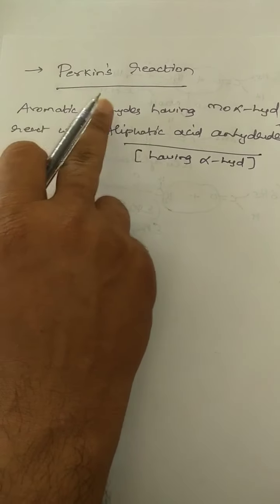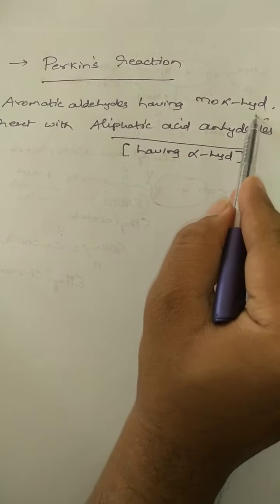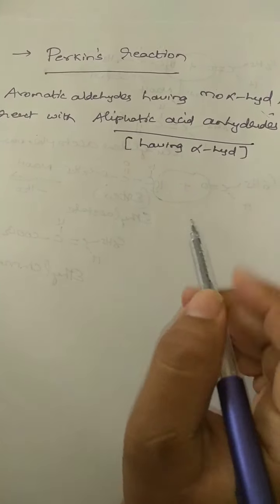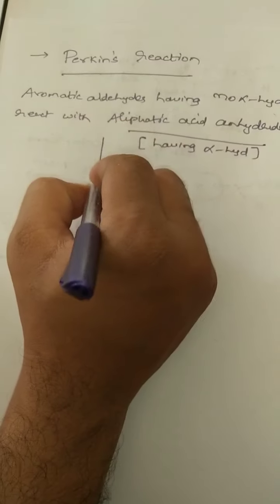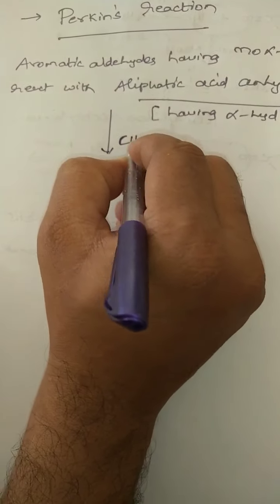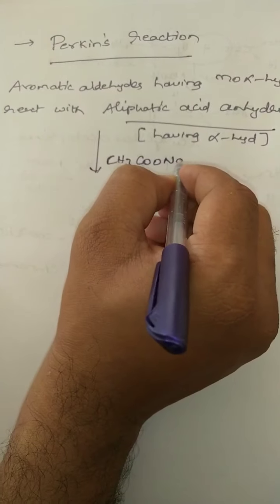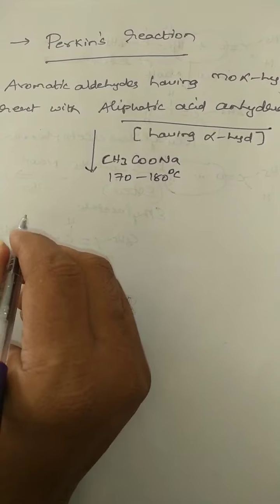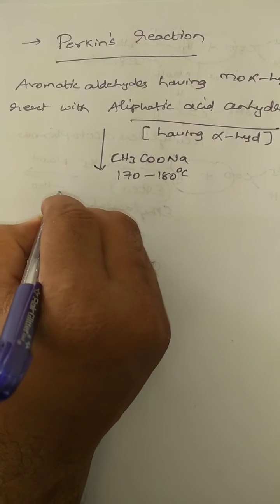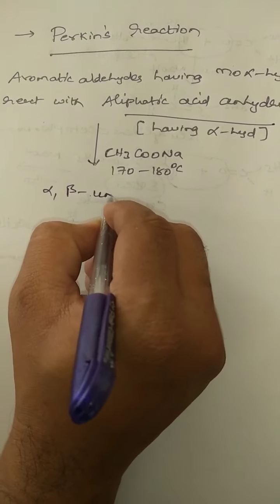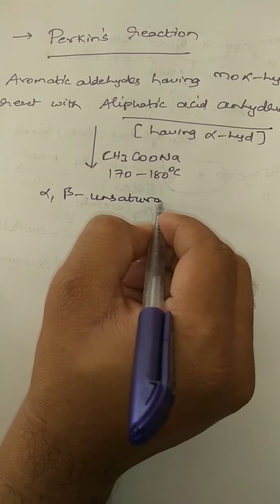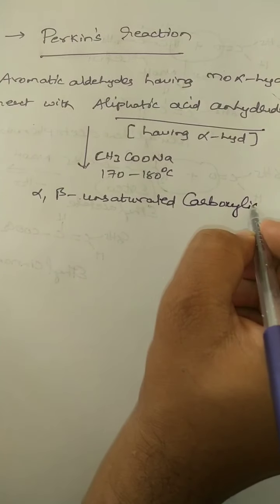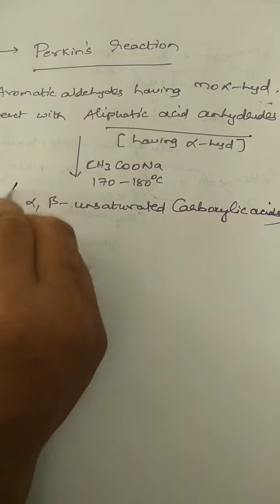So what is the statement, students? Aromatic aldehydes having no alpha hydrogens react with aliphatic acid anhydrides having alpha hydrogens. They react in the presence of sodium acetate salt, and the temperature to be maintained is 170 to 180 degrees Celsius. So finally, what are you going to get as a product? Alpha, beta unsaturated carboxylic acids are formed.